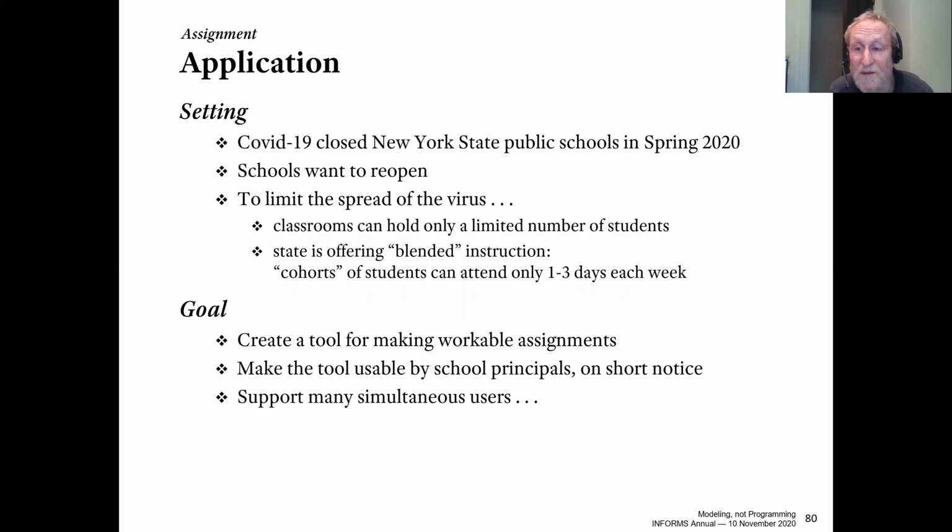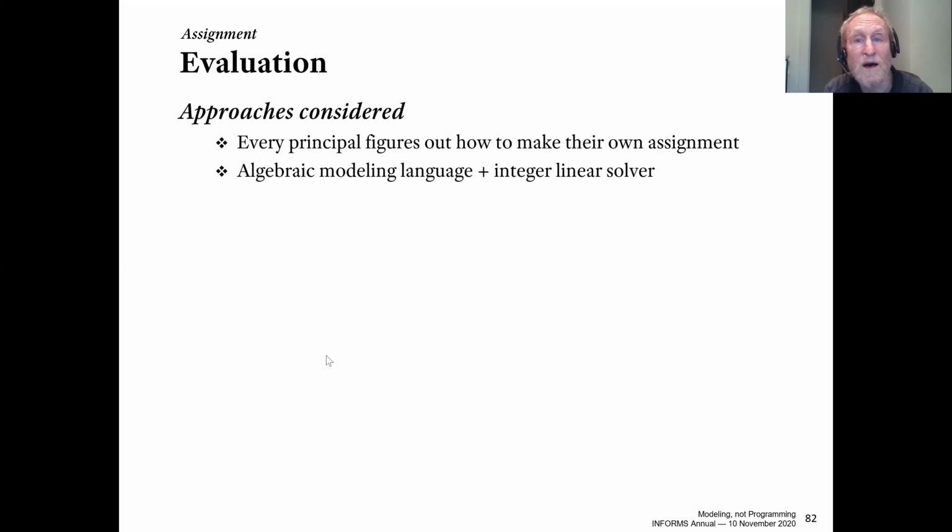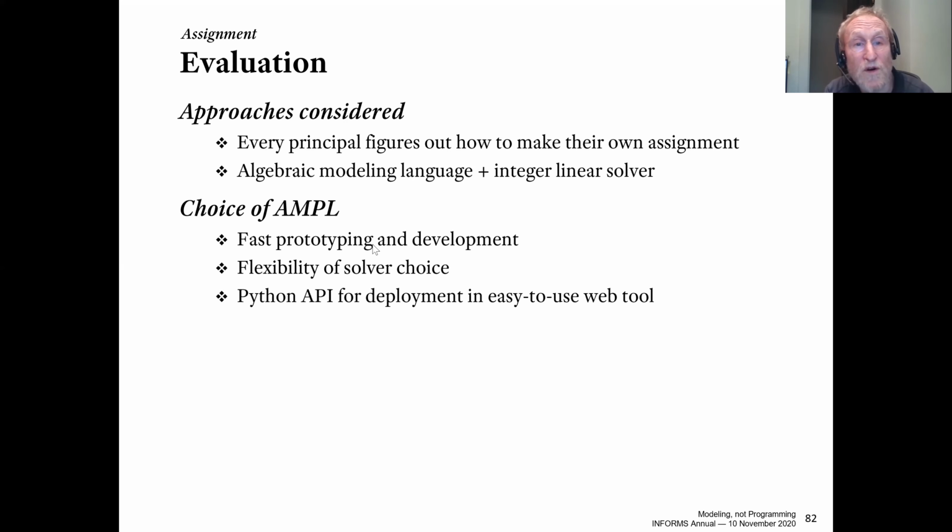So they didn't have a long time to learn how to use this tool, but they had to be able to use it. And the idea was they could somehow put in data they already had and get a solution out. And there are a huge number of schools, tens of thousands, so they had to be able to support many simultaneous users. And instead of having each principal figure out how to do this, they settled on using an algebraic language plus an appropriate solver. AMPL enabled very fast prototyping and development, flexibility of solver choice, and had a Python API for deployment in an easy to use web tool.